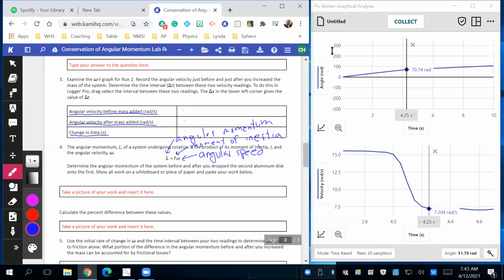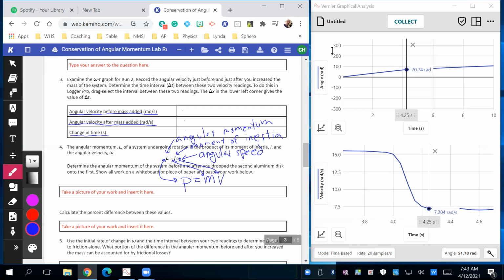This is very similar to linear momentum. Remember, linear momentum is equal to mass times velocity. So angular momentum, linear momentum. Your mass, remember that is inertia. Mass is inertia, a property of matter. And then finally we have our speed. So really not a different equation at all.